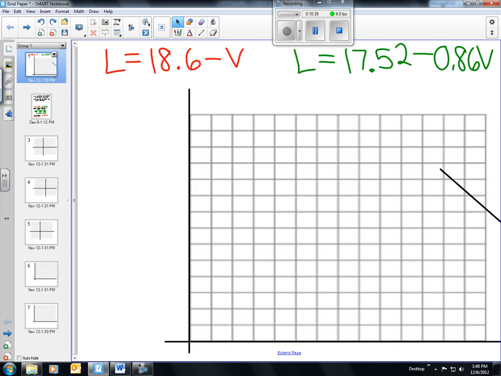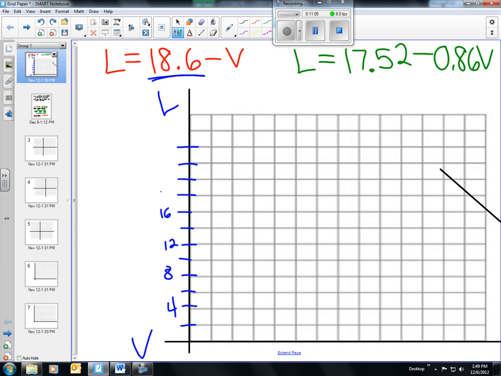So let's go to that. And here, now the L axis is going to be the vertical axis. And then our V-axis is going to be horizontal. And again, we have a starting point of 18.6 in this equation. And again, our scale is going to be 2. We're going to have 2 for every box that we're going upward. So this would be 4, 6, 8, 10, 12, 14, 16, 18, 20, 22.